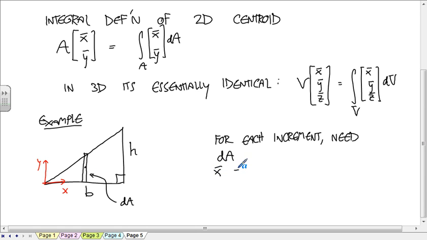Our x centroid is just going to be the x value of that strip. And what about the y centroid? Well, it's going to be half of the height of whatever that is. Let's think about what we know about the height for this increment that's at a location x.